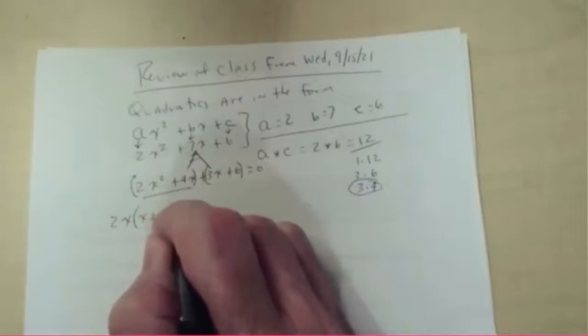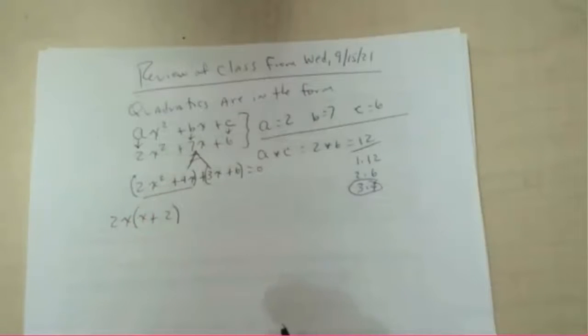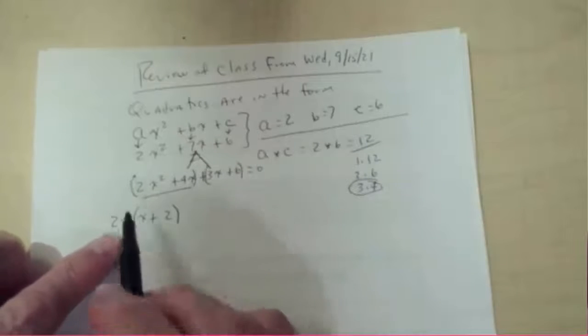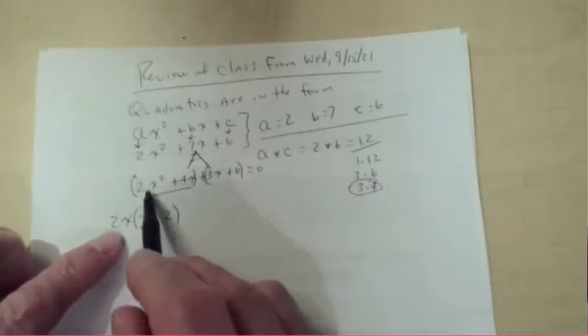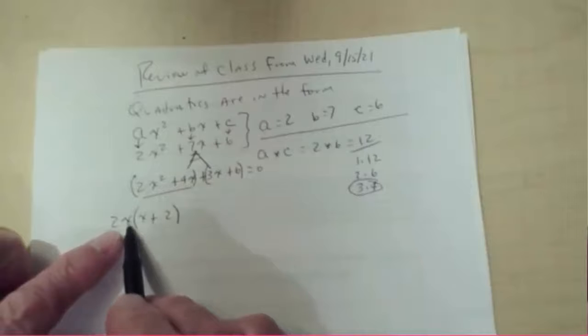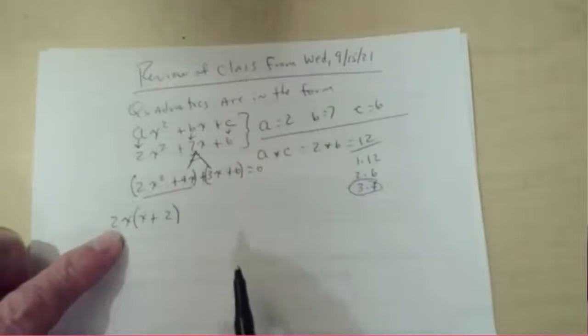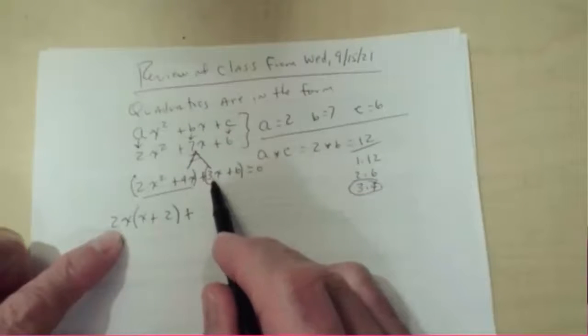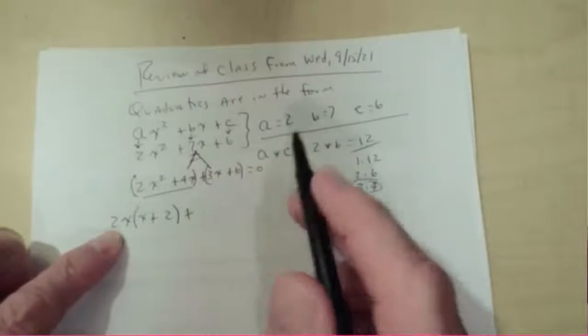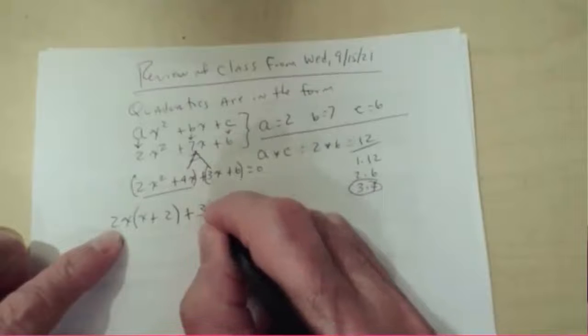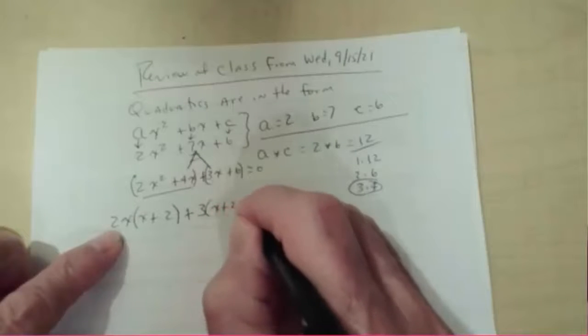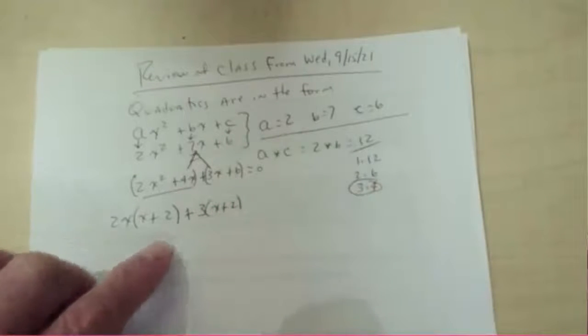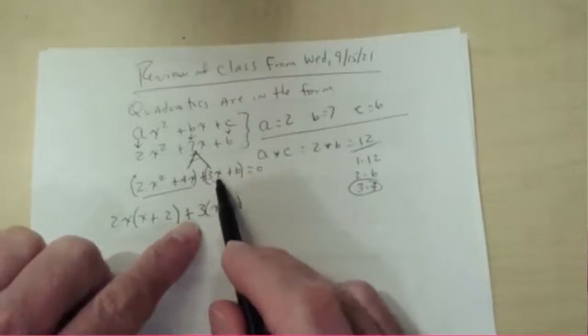Now look, do this backwards and make sure you did it right. 2x times x is 2x squared. 2x times 2 is 4x, so we're correct. Plus, don't forget the plus in there. Now what can we factor out of these two terms? 3. Open x plus 2. We can factor out a 3 out of each one of these.